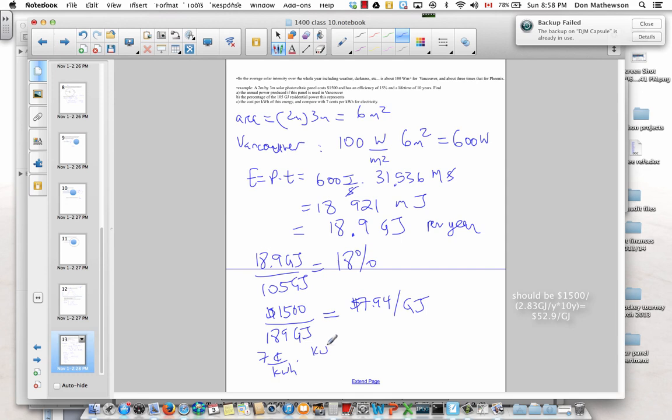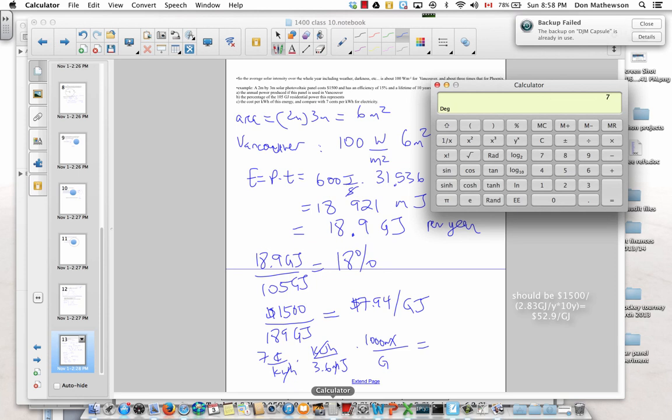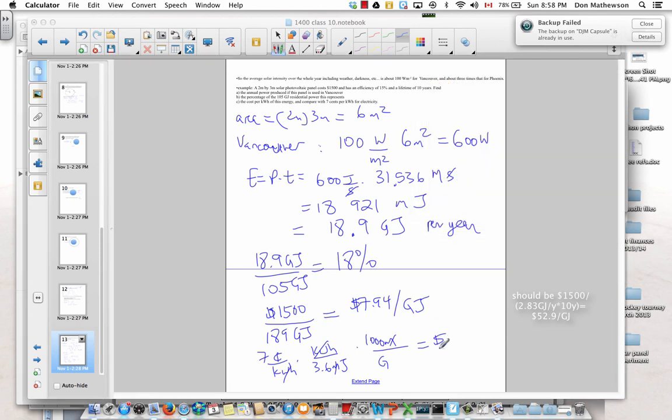Now, a kilowatt hour is 3.6 megajoules. And there's 1,000 megajoules in a giga. So mega will cancel, kilowatt hours will cancel. So this is 7,000 cents or $70 divided by 3.6. So let's see what that is. 70 divided by 3.6. That's $19.4 per gigajoule.